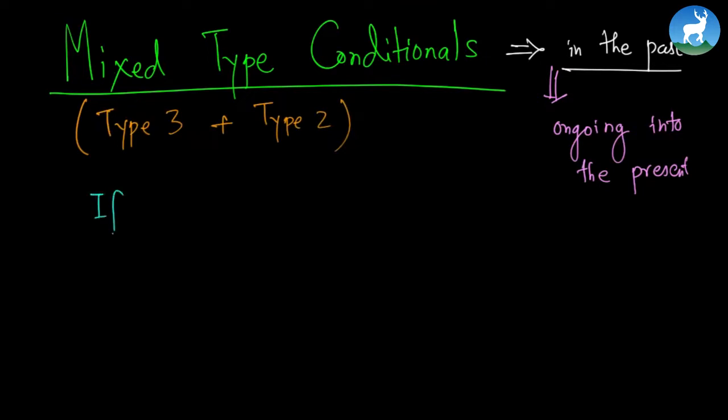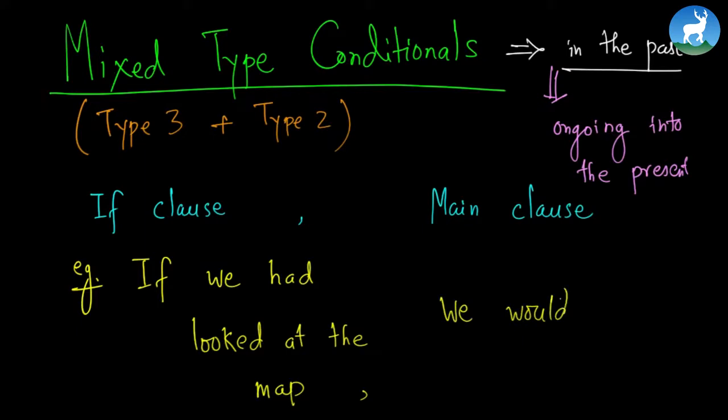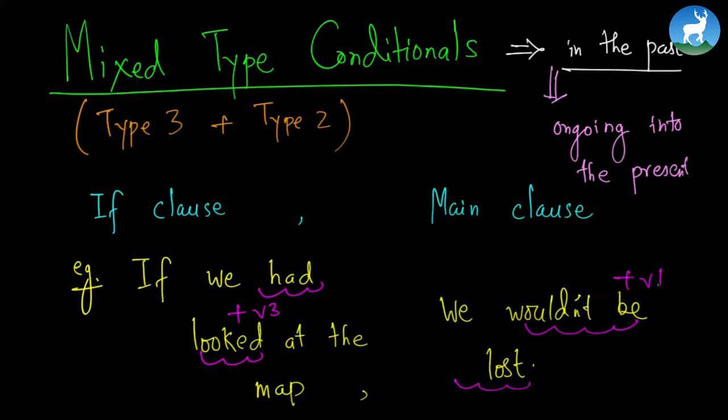So we have the if clause, comma, followed by our main clause. Let me write a sentence first and we can infer the rule from there. If we had looked at the map, we wouldn't be lost, right? So if we had looked, we have had plus V3. We wouldn't be lost. We have would plus V1 again.